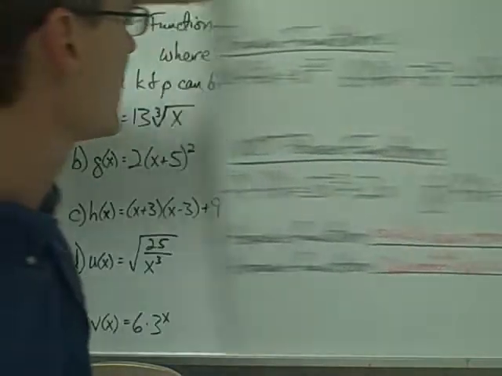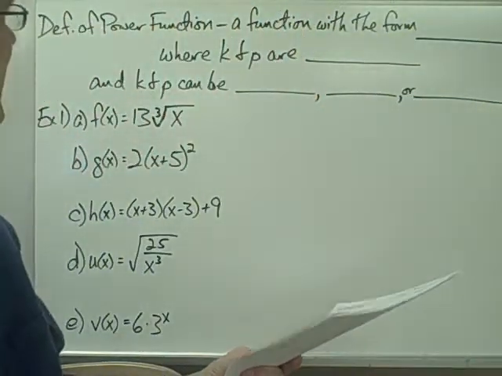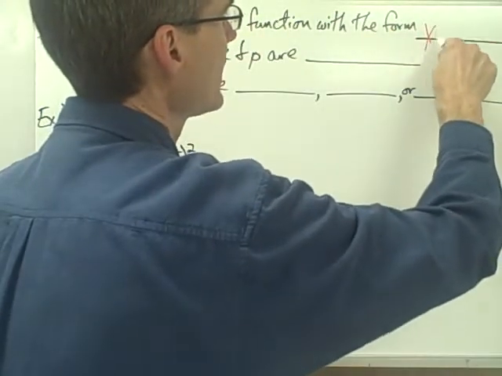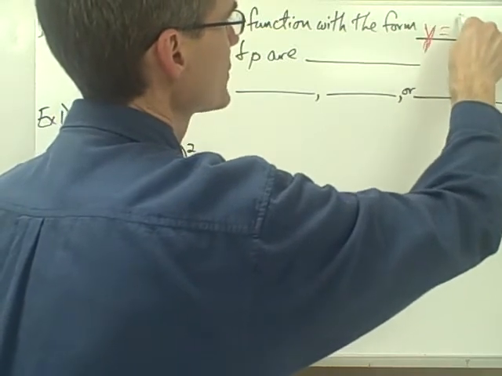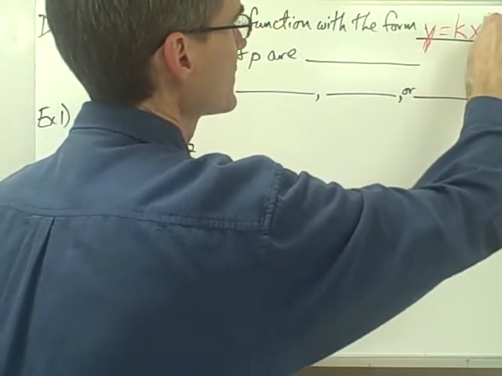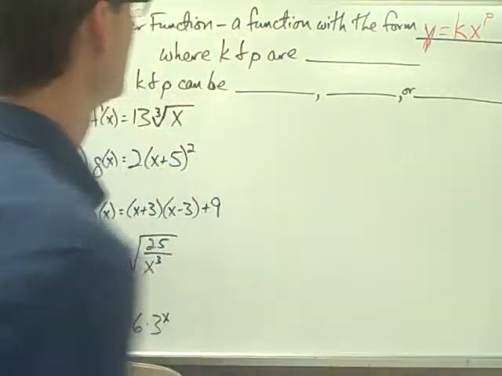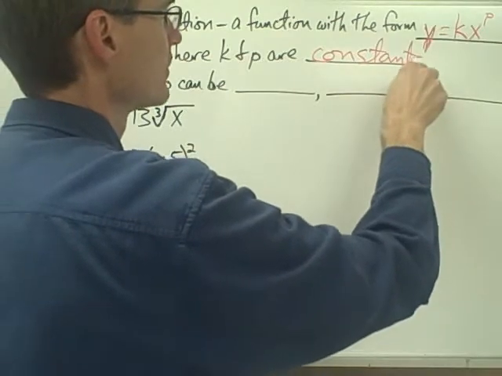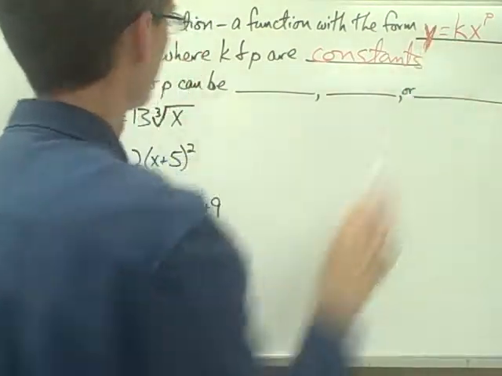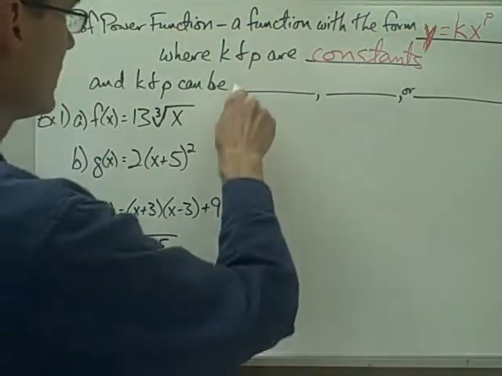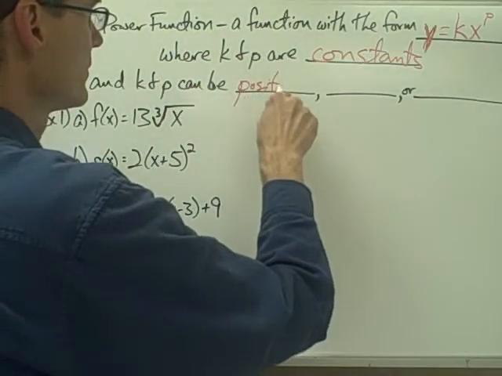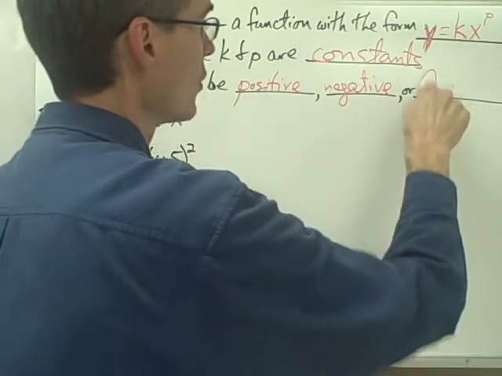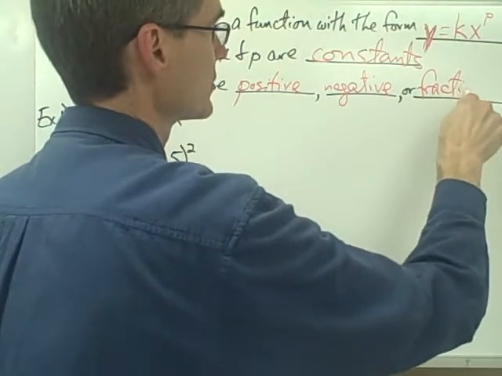So let's go ahead and define what a power function is. A power function is a function that has the form y equals k times x to the power of p, where k and p are constants, and k and p can be positive, negative, or fractions.